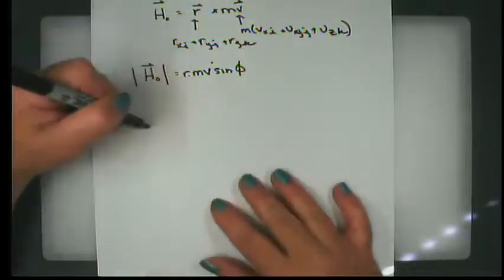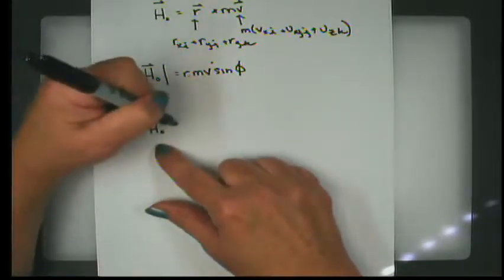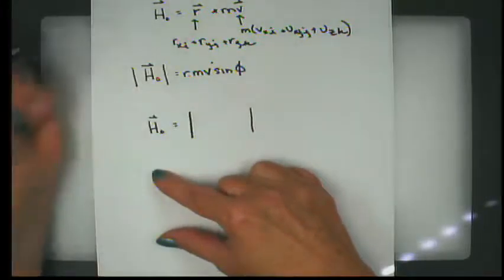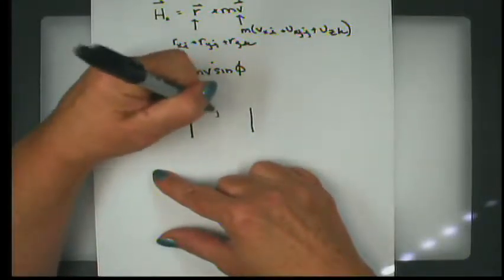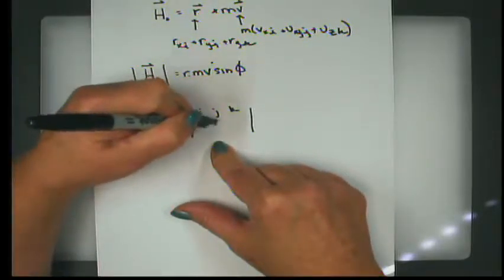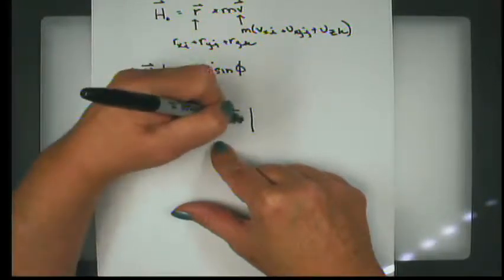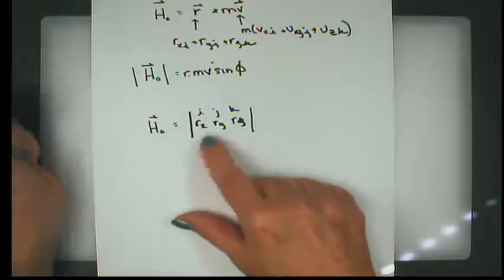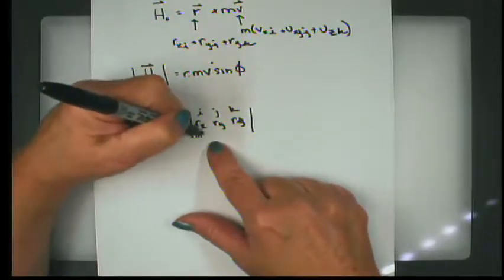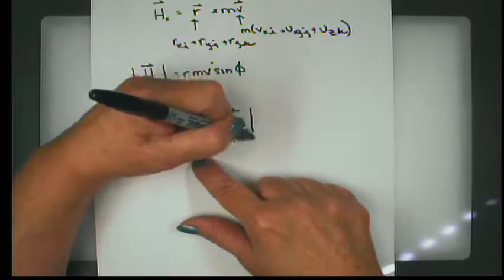But if we really are going to execute a cross product and write H sub O as the vector that it really is, we need to evaluate a determinant that's constructed of the components of those vectors. X, Y, Z. Sorry, I keep wanting to put K there, but of course that's silly. And then we could put mv sub x, mv sub y, mv sub z. All right, and then we need to evaluate that determinant.